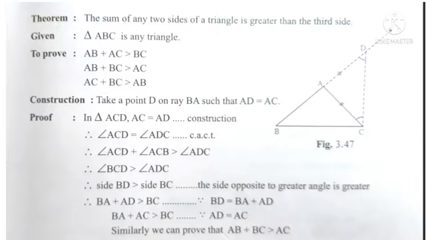One more thing about the triangle. The sum of any two sides of a triangle is greater than the third side. The sum of any two sides of a triangle is greater than the third side. You remember all these things.